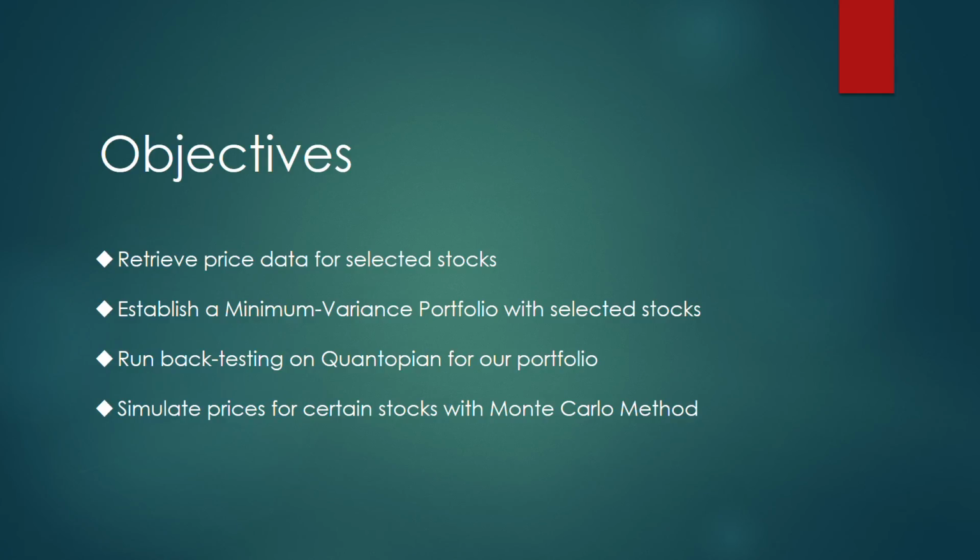First, retrieve selected stocks data from Yahoo Finance for a certain period. Second, establish a minimum variance portfolio based on the stock's returns. Third, run backtesting on Quantopian for our portfolio and compare it with the stock market. The last one is to develop Monte Carlo simulation on selected stocks returns and compare it with their real performances.